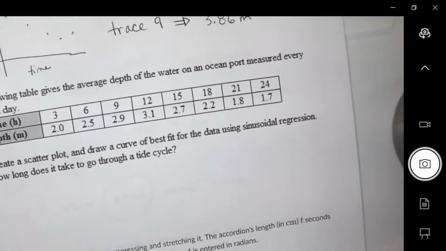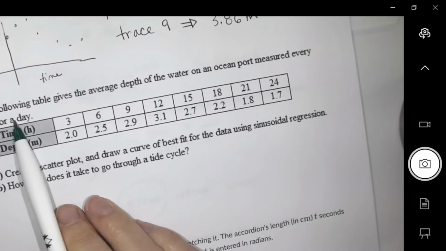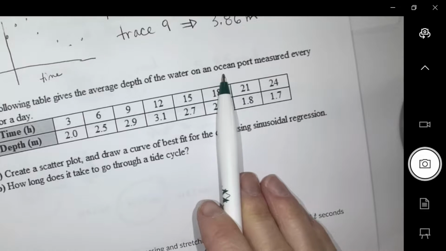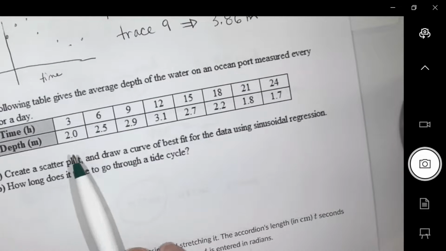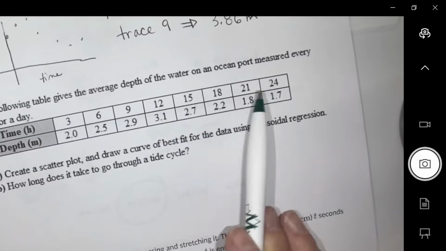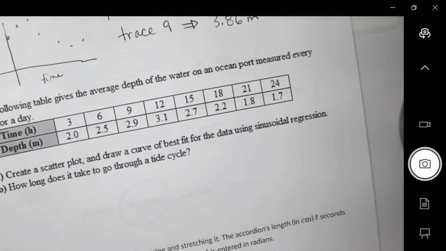Okay, number 14, similar. The following table gives the average depth of the water on an ocean port measured every 3 hours for a day. Create a scatter plot, draw the curve. So get this all into stat edit.